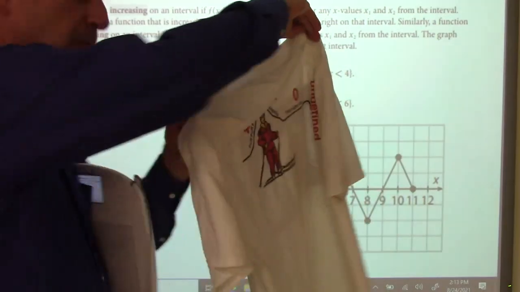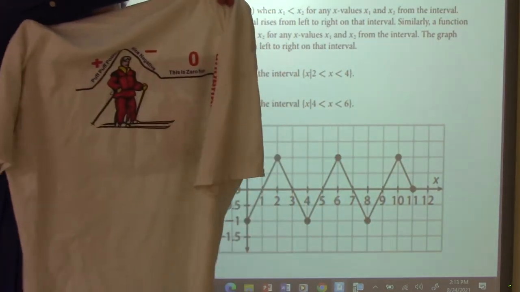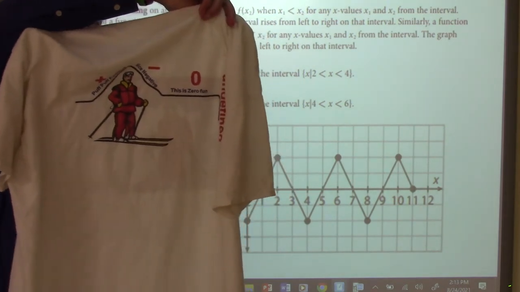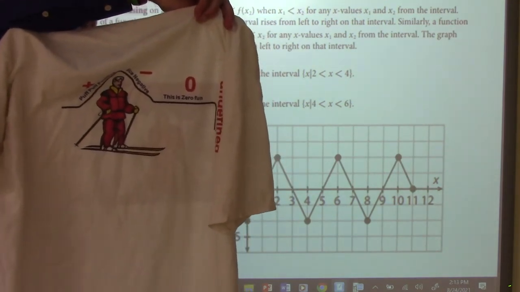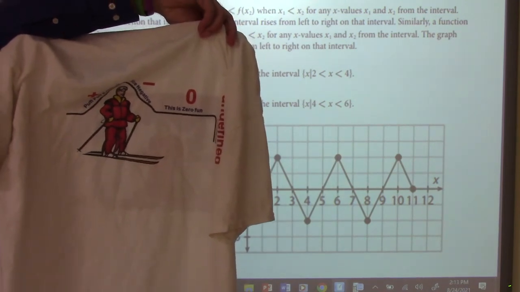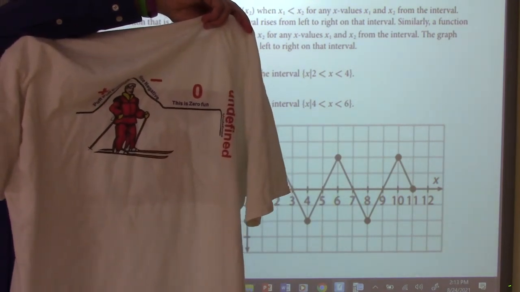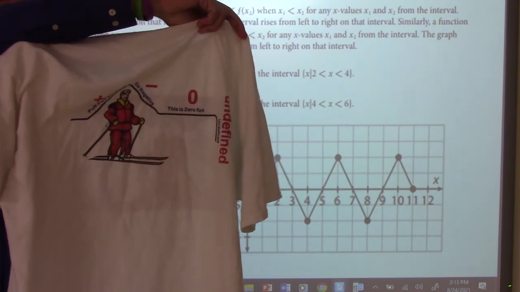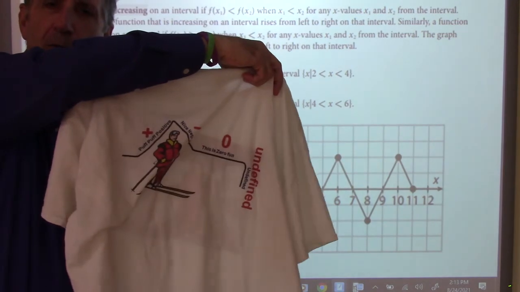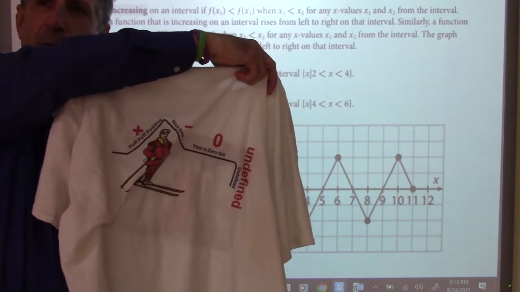So Slope Dude is going from left to right. And so what's happening? If he's going up the mountain, that's increasing, right? If he's going down the mountain, it's what? Decreasing. And if he's going flat, he's doing what? Slope of 0, okay? And then if he falls over the cliff, that's slope of? Slope of undefined, okay?